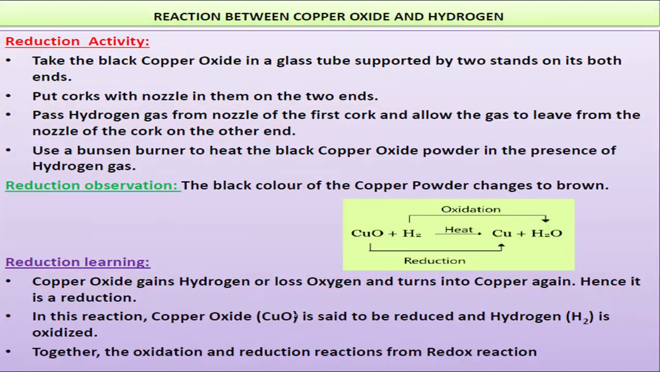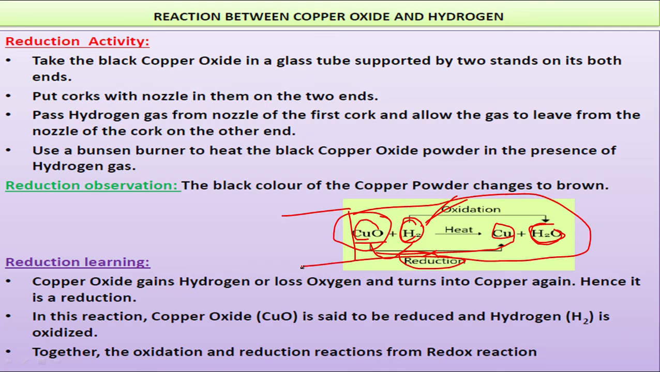Let us take the activity further. In the further part, you will understand that when copper oxide is taken in a glass tube, heated from downside, and hydrogen gas is passed through it, the copper oxide is getting reduced to copper again, and the hydrogen gas which comes in contact with copper oxide is getting oxidized to water. Copper oxide is losing its oxygen, so it is undergoing the reduction process, and hydrogen gas is gaining oxygen, so it is undergoing the oxidation process. So this reaction is an example of redox reaction.